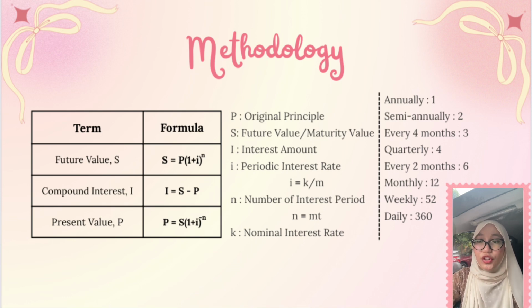The periodic interest rate i is obtained by dividing the nominal interest rate k by the number of compounding periods per year, m, where i equals k over m. The total number of periods is calculated as n equals m times t, where t is the time in years. The value of m depends on the compounding frequency, such as annually, monthly, weekly, daily.